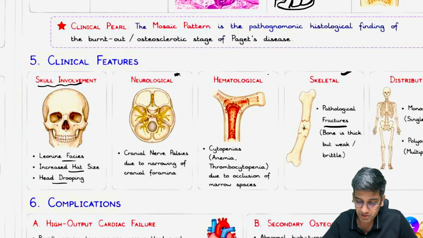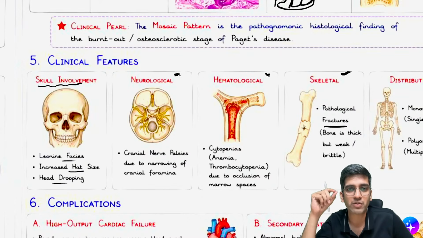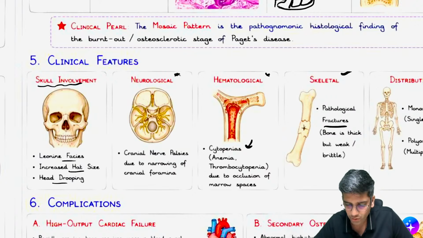Very important: neurological and hematological. Because skeletal you'll remember. Neurological and hematological we don't remember. There's no bone marrow space. So you'll definitely have cytopenias.